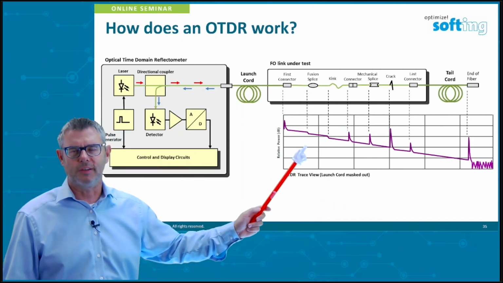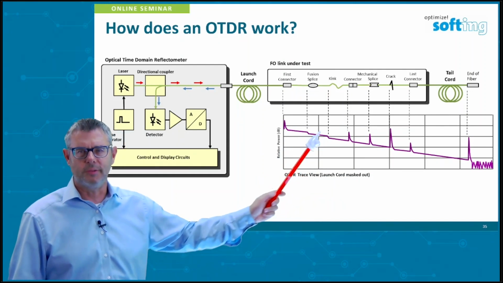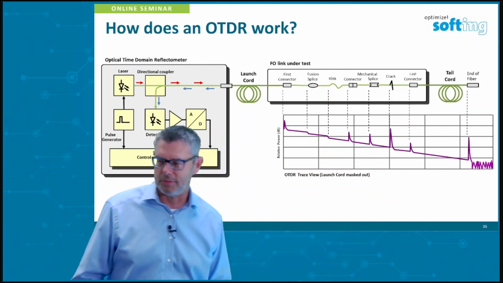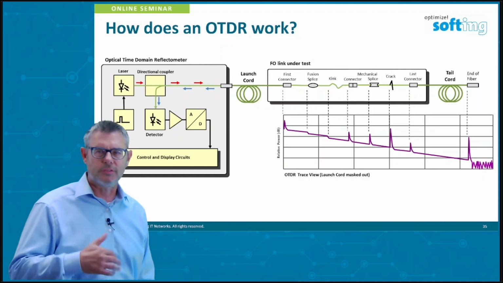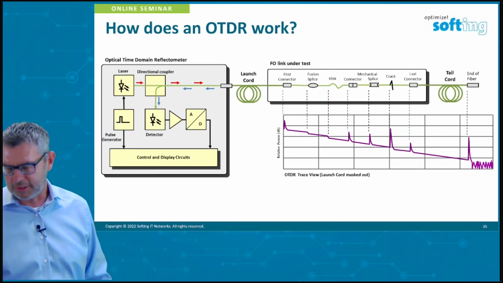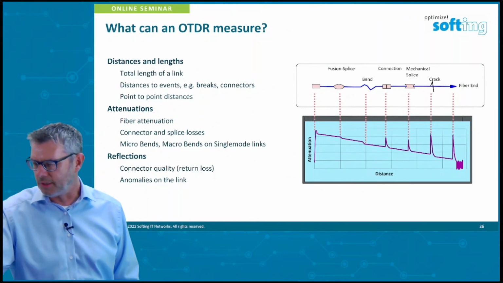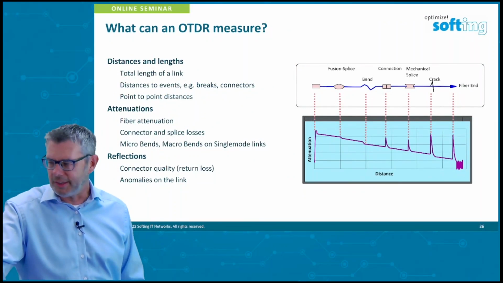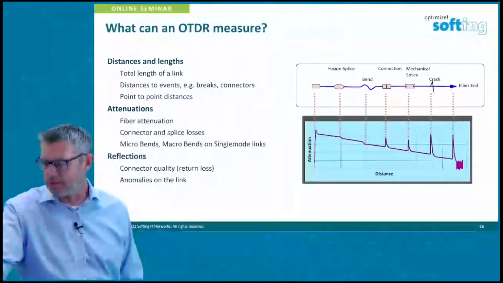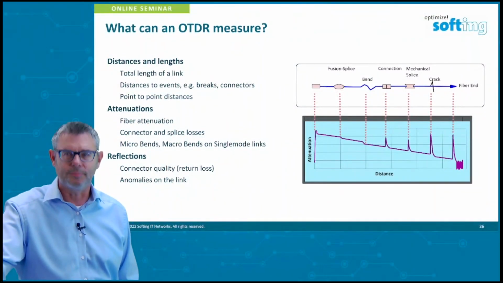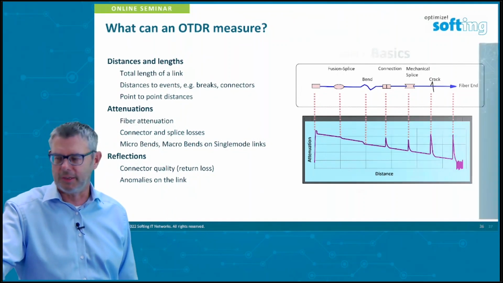What do we have here at that location? Do we have a splice? Do we have a connector? Do we have the end of the fiber, for example? So you need some analyzing of this reflection. Usually a modern OTDR does this automatically. And what we can do with an OTDR is get the distances and the lengths, and we can get attenuation values and reflection values. So that's the master class of testing, as I call it. But more details on this next week again.